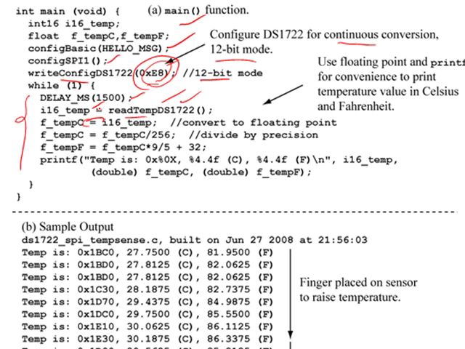We're going to copy that into a floating point variable that we've declared, and we're going to divide by 256. At this point, this variable now has a temperature in Celsius. We're also going to convert that Celsius temperature to a Fahrenheit temperature here, and then we're going to print all that out using a printf statement. This guy right here is going to print out the raw 16-bit value, and then it's going to print out the Celsius and Fahrenheit temperatures.